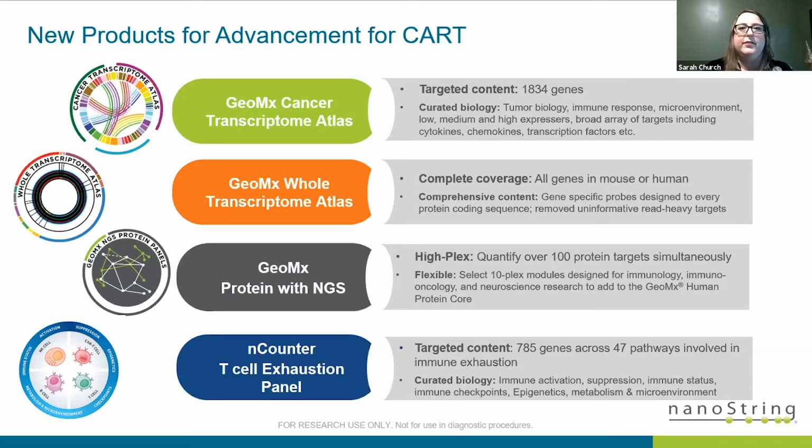And then our last one is on our nCounter platform and very pertinent to the CAR-T field, which is our nCounter T cell exhaustion panel. This is a new panel with 785 genes across 47 different pathways involved with immune exhaustion. That includes immune activation, suppression, immune status, checkpoints, epigenetics, metabolism, and microenvironment. It's really a great way to measure the exhaustion status during CAR-T therapy.